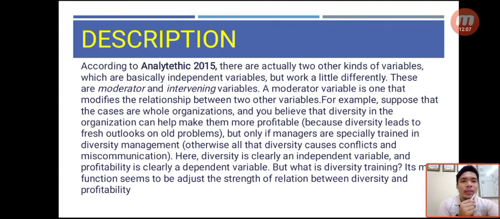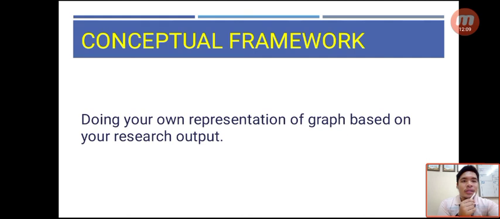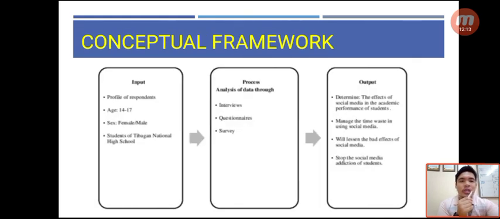Kailangan po may description din. Then, conceptual framework, dito na po tayo gagawa ng sariling research output using the 3 graph, the input, the process, and the output. Sa input, nakalagay ang profile of the respondent. Sa process ay yung tatlong process kung paano makukuha ang data, and then the output, it is the result of your research. So, dun sa output, possible result lamang po ang ilalagay dun.